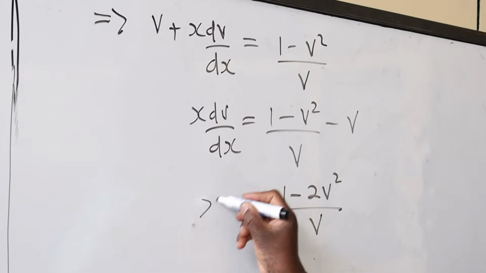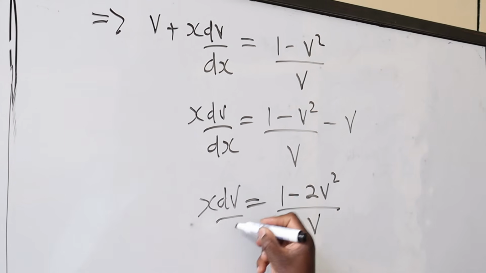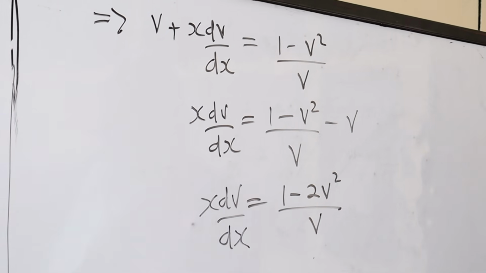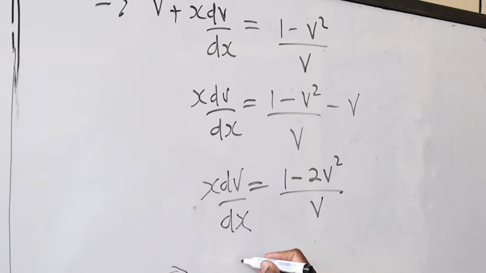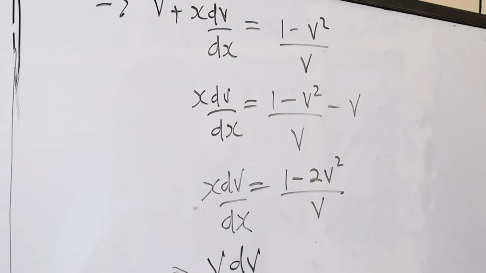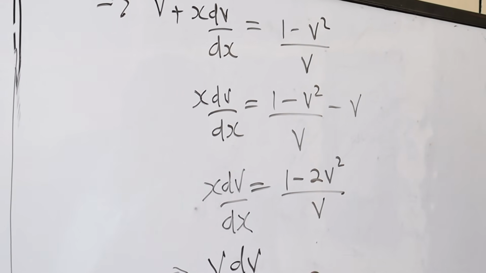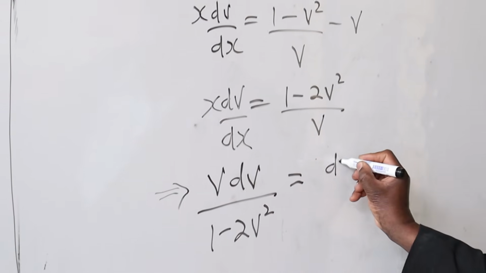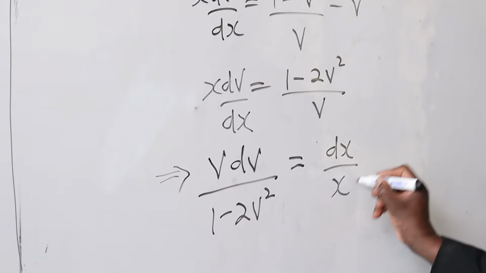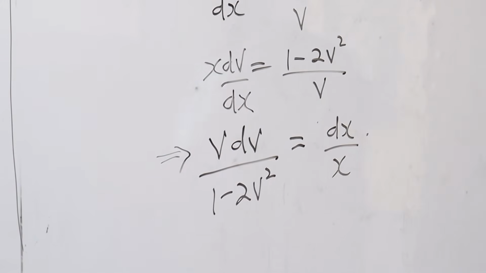x dv/dx will be equal to that, which implies now v all over (1 minus 2v squared) dv is equal to dx all over x. We have now separated the variables.